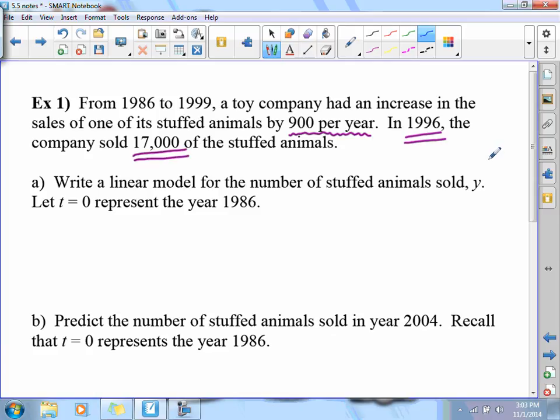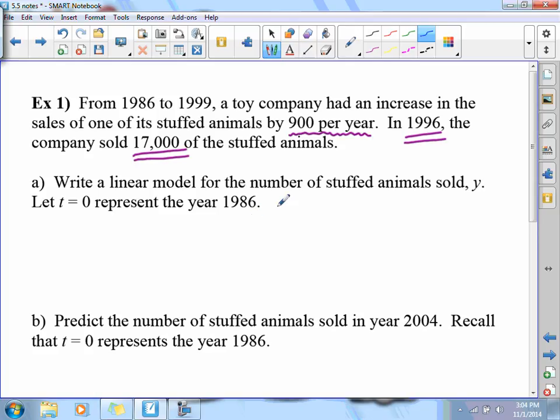Okay. Now part A says they want us to write a linear model. So we're going to write the model for the number of stuffed animals sold. And they're also telling us that t equals 0 is going to represent the year 1986. So that's when everything started.